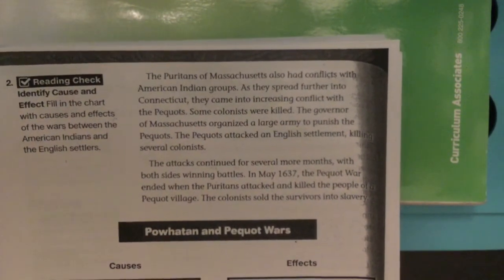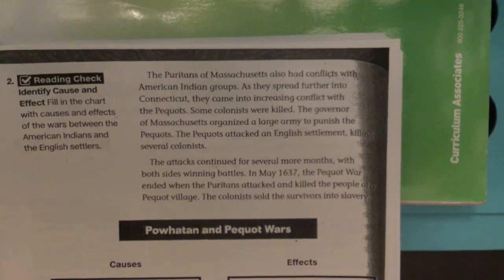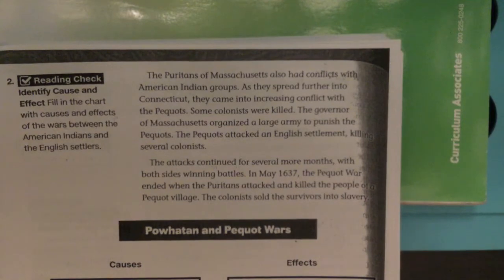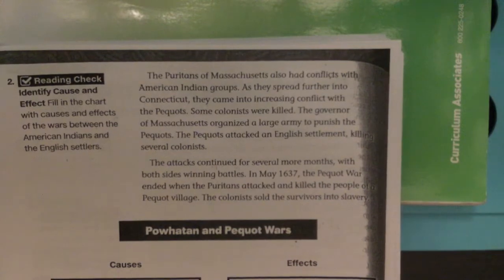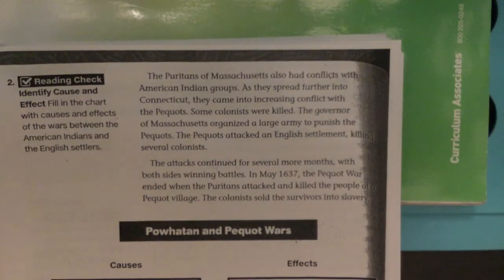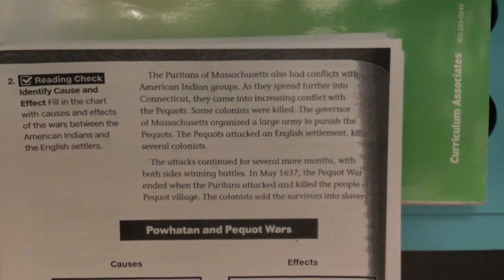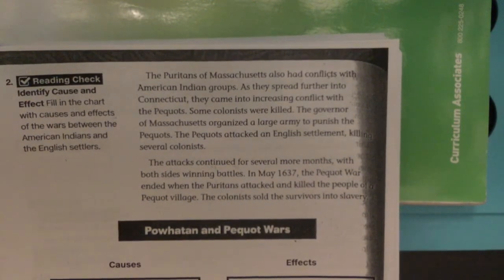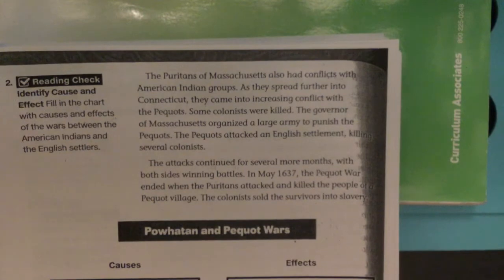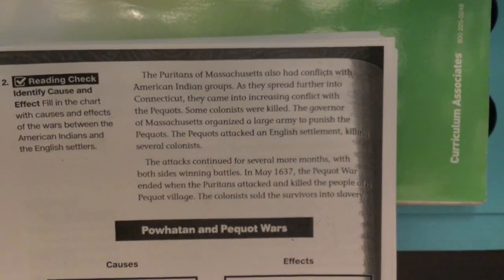The Puritans of Massachusetts also had conflicts with American Indian groups. As they spread further into Connecticut, they came into increasing conflict with the Pequots. Some colonists were killed. The governor of Massachusetts organized a large army to punish the Pequots. The Pequots attacked an English settlement, killing several colonists. The attacks continued for several more months, with both sides winning battles. In May 1637, the Pequot War ended when the Puritans attacked and killed the people of a Pequot village. The colonists sold the survivors into slavery.